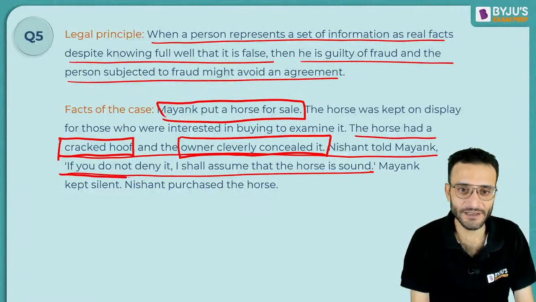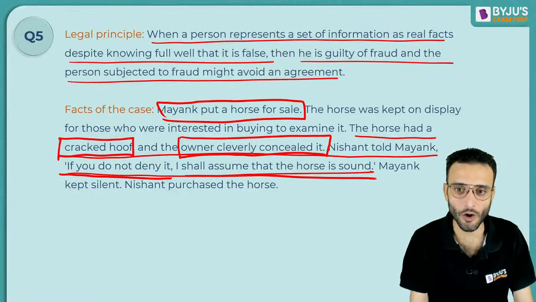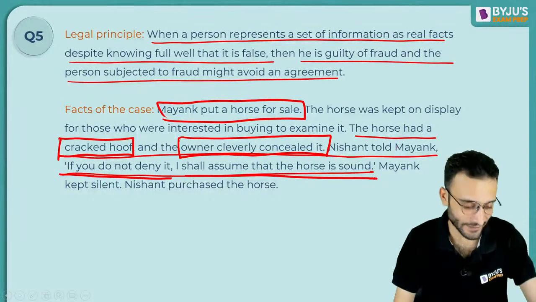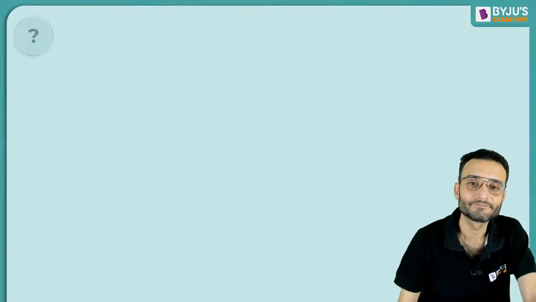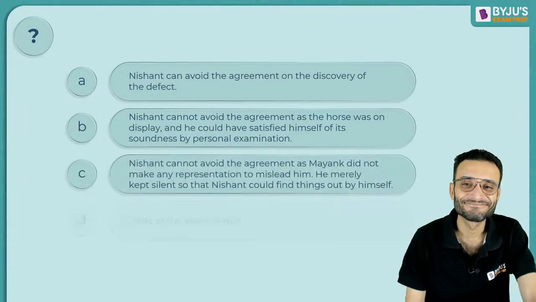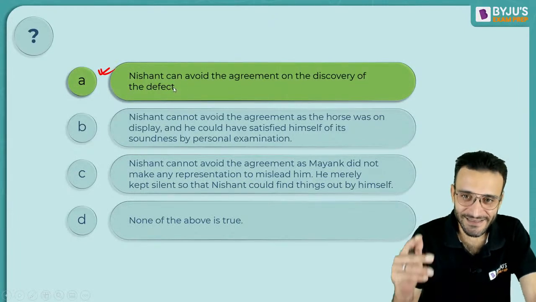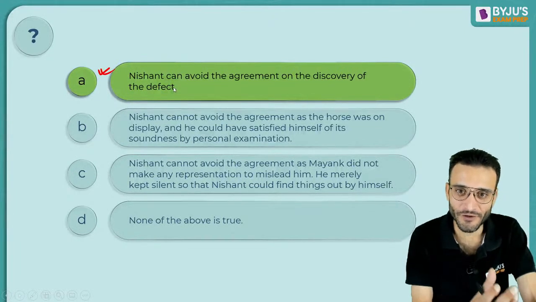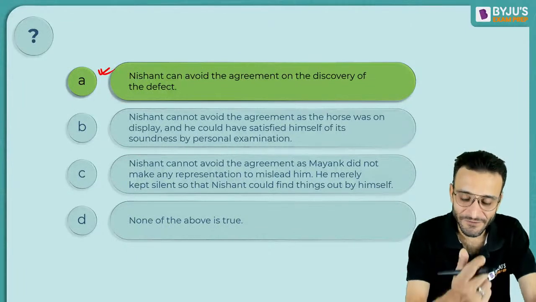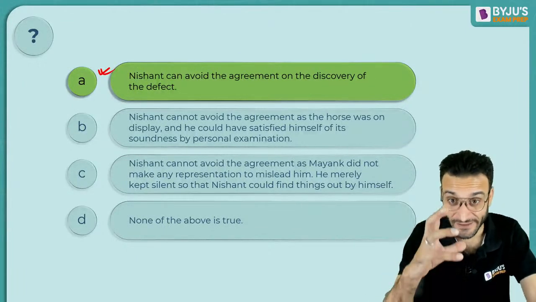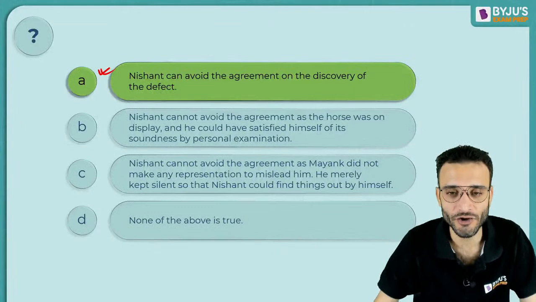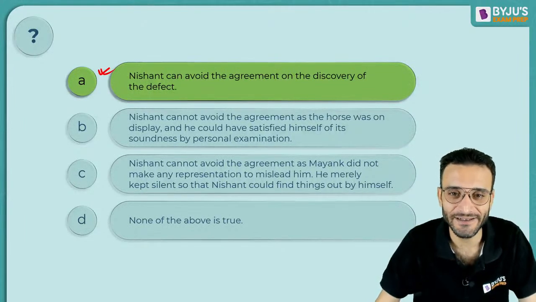If you do not deny it, I will assume that the horse is absolutely perfect. So the correct answer is this agreement is void owing to the fact that there is a defect in the horse itself. There is a defect in the object of the contract itself. Am I clear now?